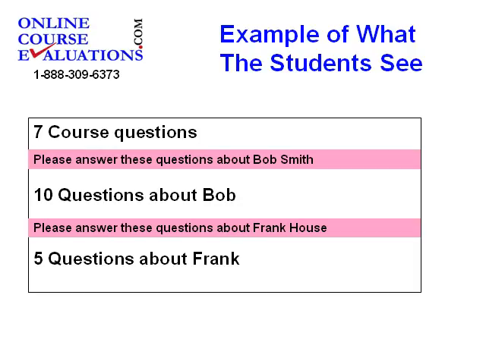When a student logs in, they will see that they are taking one course. When they click on it, they will see 7 course-related questions, a pink bar with Bob's name on it, 10 questions of Bob, a pink bar with Frank's name on it, and 5 questions for Frank.